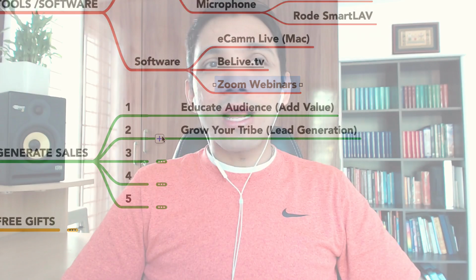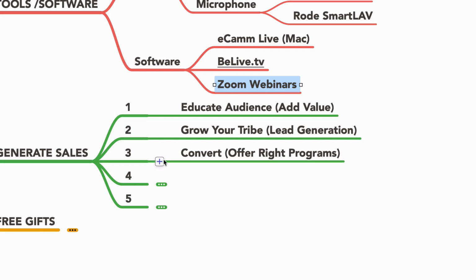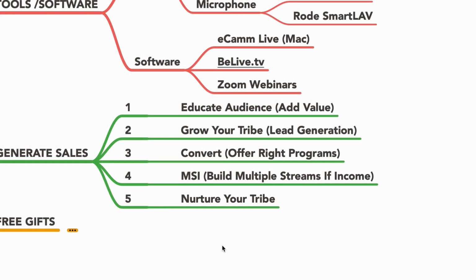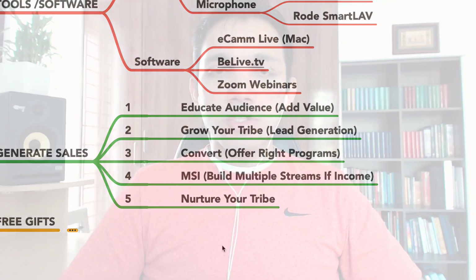So even when you're selling affiliate programs, don't just spam your links all over the place. Educate your audience, add value, grow your tribe, generate leads, and then the third stage is convert. Offer the right solutions to the right audience. Stage number 4 is you can create MSI, or multiple streams of income, and related affiliate programs that will be useful to this audience. And finally, number 5 is that you can nurture your tribe and add more value on a continual basis. So these are the steps on how you can generate sales, generate more repeat sales, and create multiple streams of income for yourself.